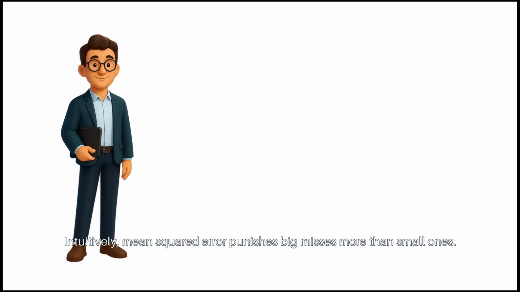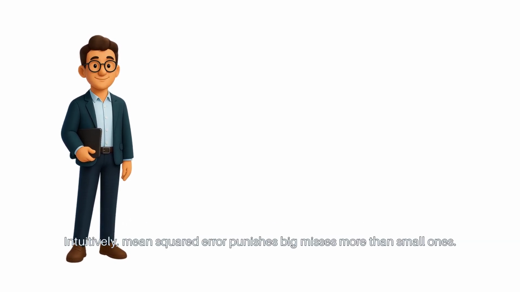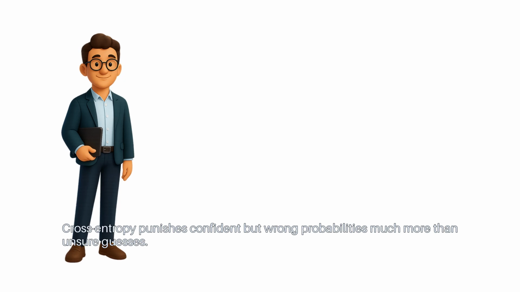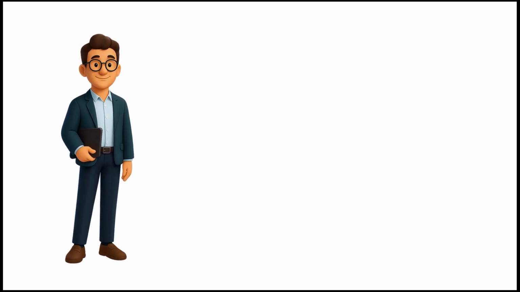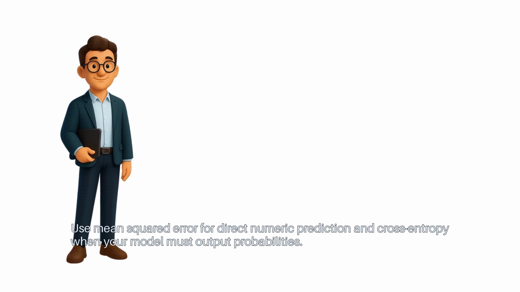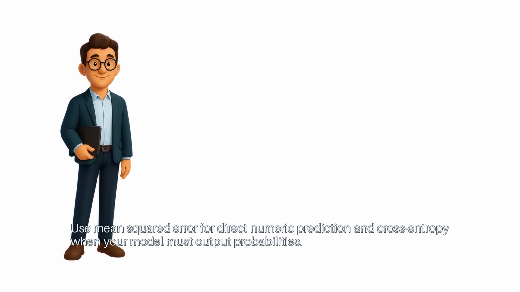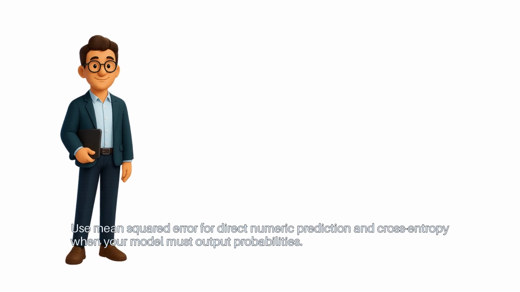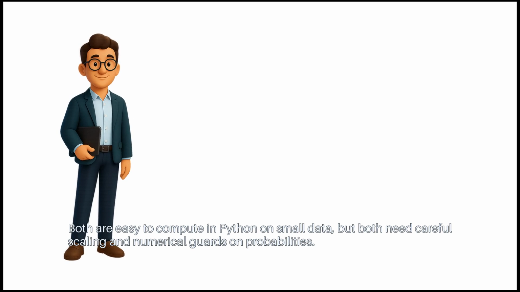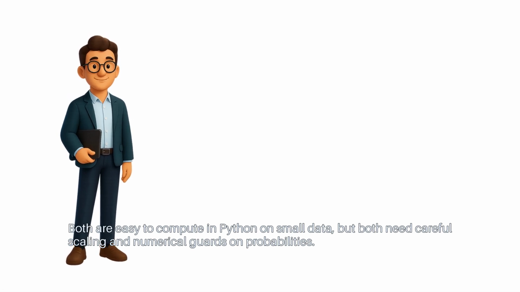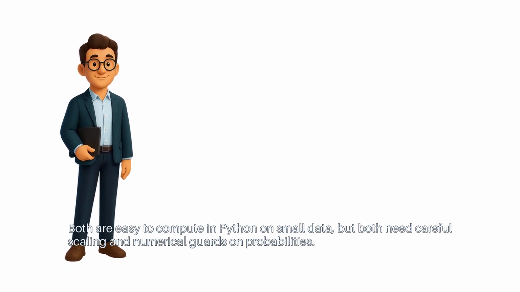Intuitively, mean-squared error punishes big misses more than small ones. Cross-entropy punishes confident but wrong probabilities much more than unsure guesses. Use mean-squared error for direct numeric prediction and cross-entropy when your model must output probabilities. Both are easy to compute in Python on small data, but both need careful scaling and numerical guards on probabilities.